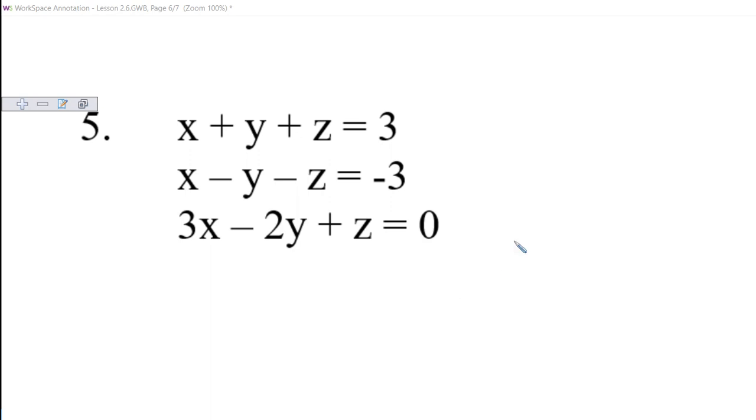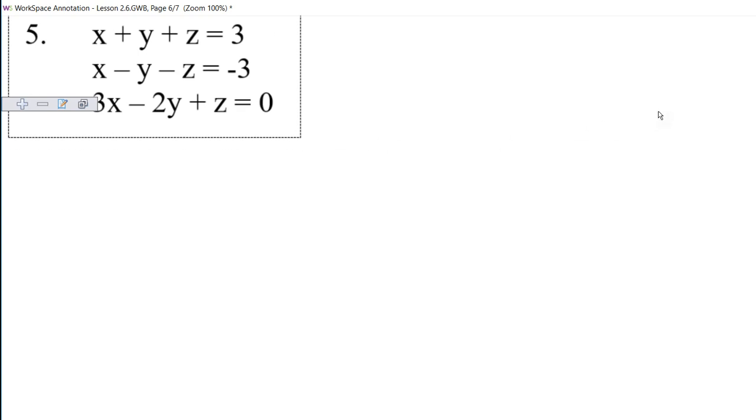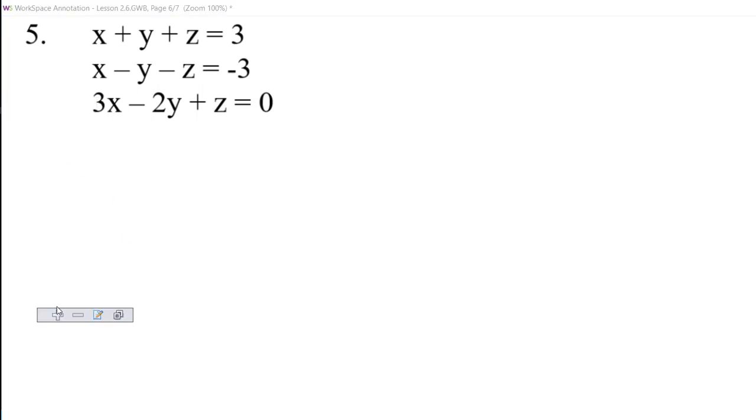Next one, number 5. Okay, number 5. Tip number 1. What's tip number 1? Look for the shortest equation. Do I have a short equation there? No. So that doesn't help me at all. So what's tip number 2? Look for a zero pair. Do you see a zero pair anywhere? Where?